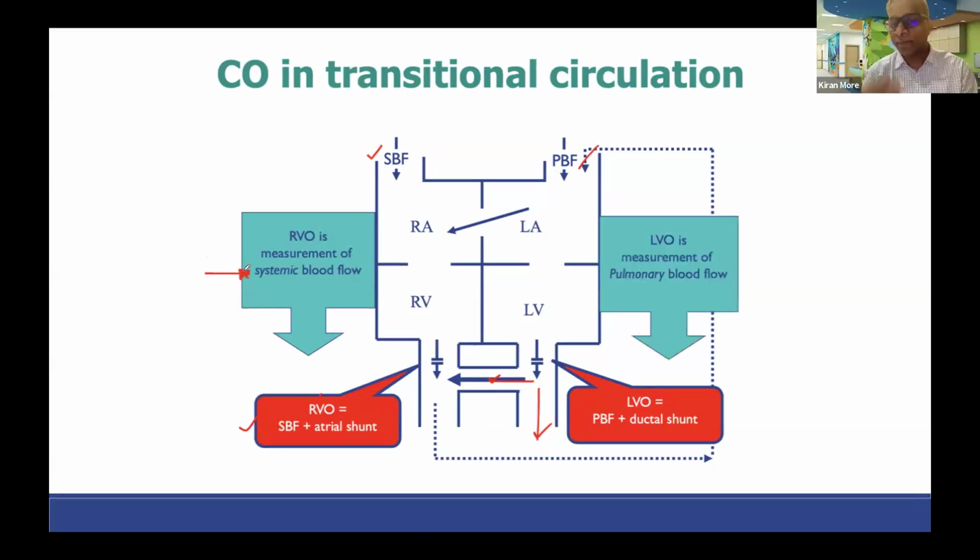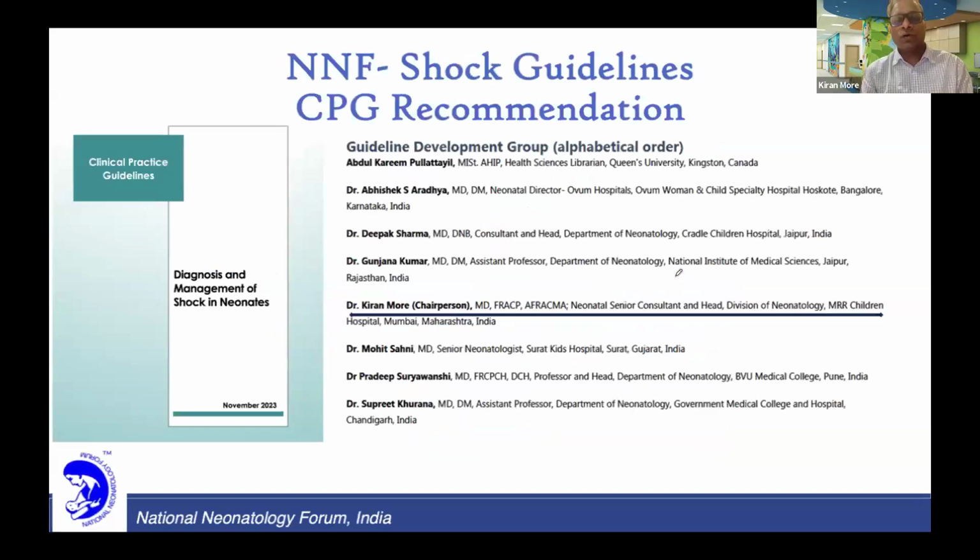And LVO might be a surrogate of the pulmonary blood flow rather than the systemic blood flow, because you think LVO is connected to the systemic circulation. So LVO is important, but in the presence of shunts, a high LVO might be because of the PDA. So, echo assessment.